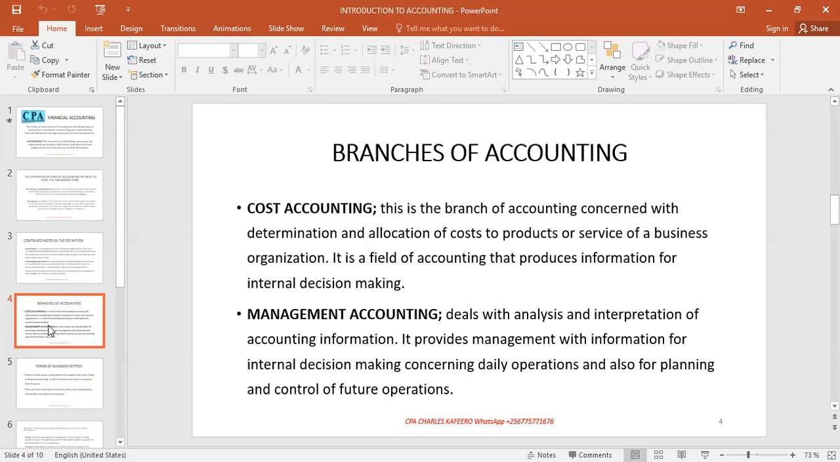You can even talk about the users. Cost and management accounting, those are used internally, but the financial accounting statements, some of them are used externally. Those are some of the differences. Even how they are prepared: you may find that financial accounting has its own formats which you are supposed to follow when preparing those financial statements, which is not the same for cost and management accounting. You can even base on the period at which these ones are prepared. So the differences, they are always there.